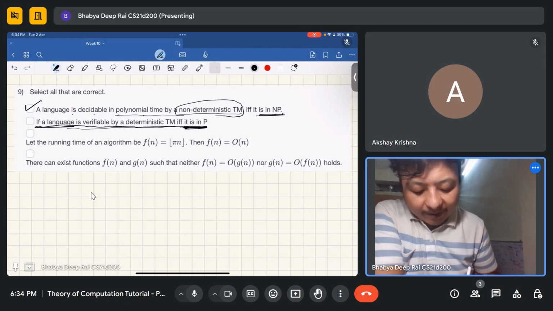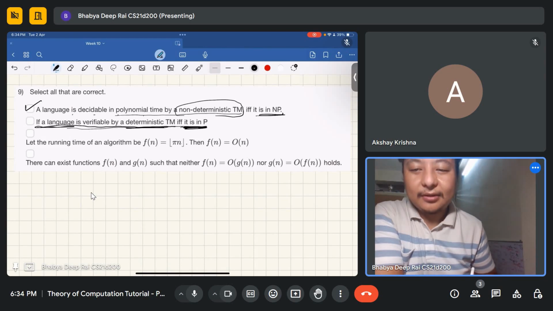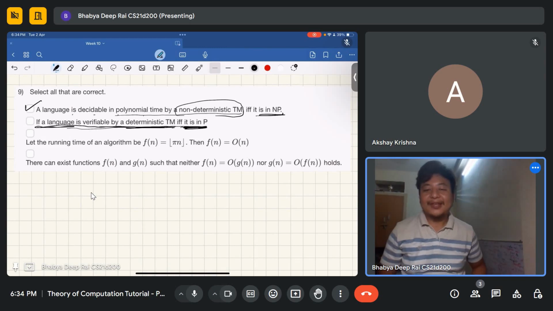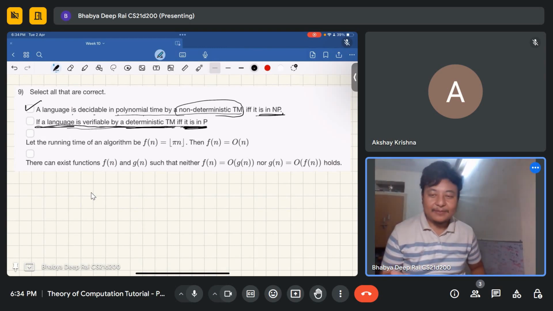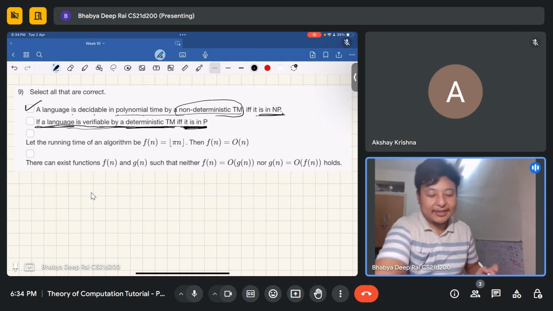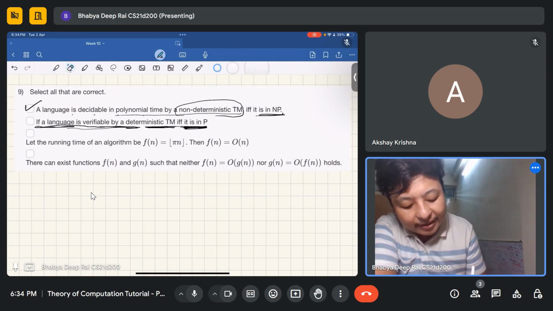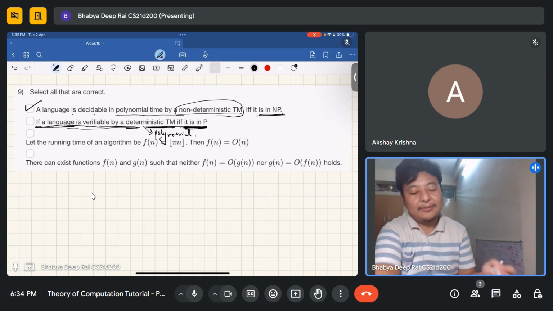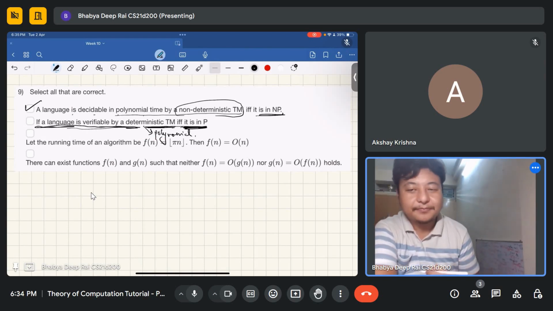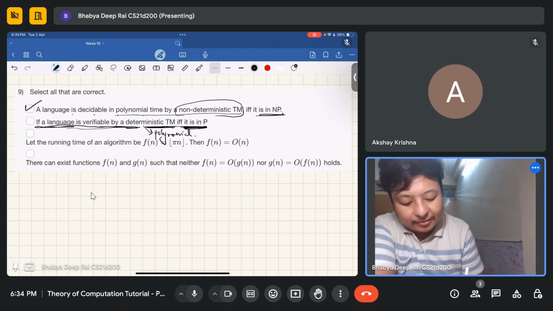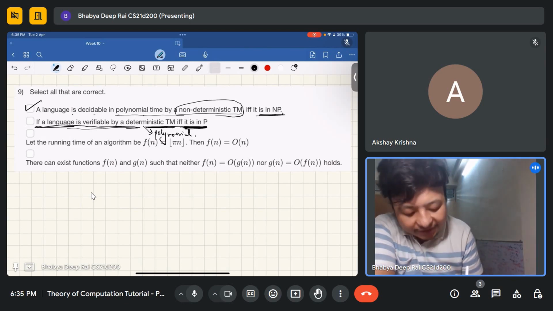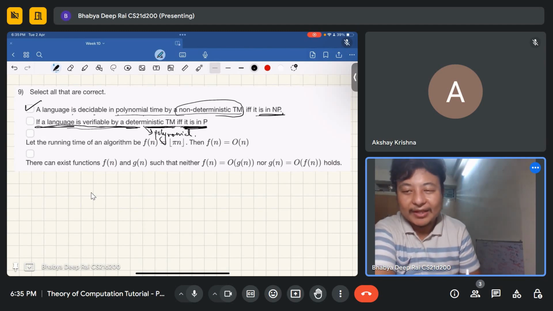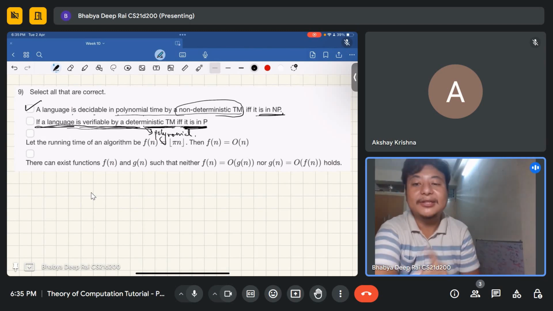First of all, verifiable by a deterministic Turing machine does not make sense. Deterministic Turing machine taking how much time? Exponential time or polynomial time or so on? It does not say. Let's say this said polynomial: verifiable by a polynomial time deterministic Turing machine, then it is in P. But the definition of NP is exactly this: the language is verifiable by a polynomial time deterministic Turing machine.